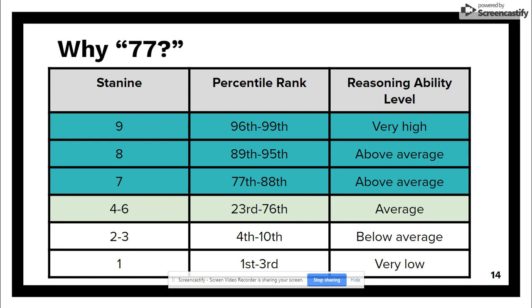We use the 77th percentile on COGAT and Iowa to capture all of the 7th, 8th, and 9th stanines, which show above average performance. This allows students to demonstrate gifted traits and abilities in another way to create a comprehensive learning profile.